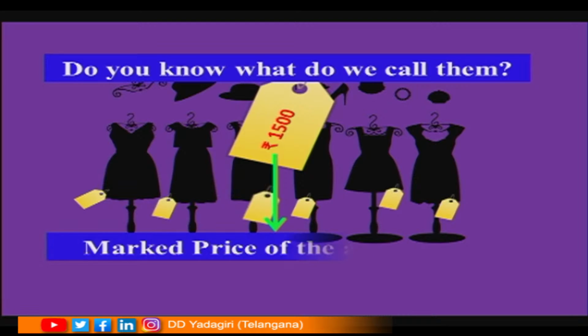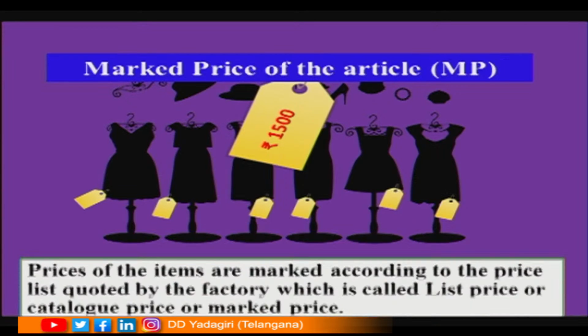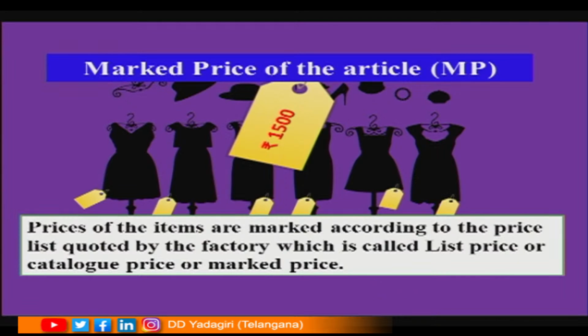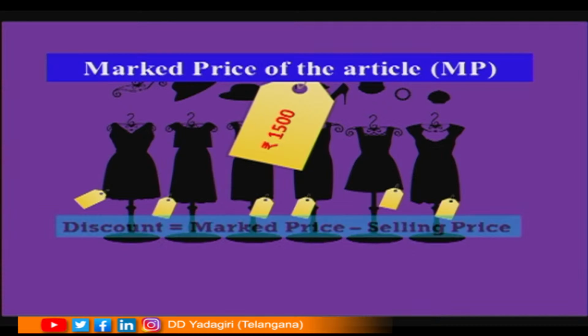Yes, it is called the mark price of the article. Generally, this is the price tag which is kept on these articles in any shop. We generally call it the market price, MP. So, prices of items are marked according to the price list quoted by the factory, which is called the list price or catalog price or mark price. That means, mark price is also called the list price, or it is also known as the catalog price.